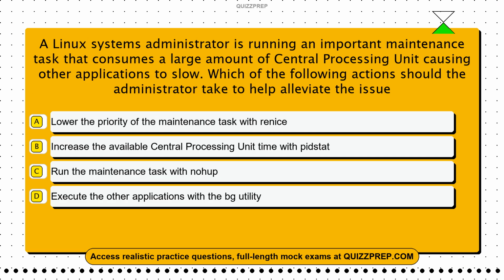Question 19. A Linux systems administrator is running an important maintenance task that consumes a large amount of central processing unit, causing other applications to slow. Which of the following actions should the administrator take to help alleviate the issue? Option A. Lower the priority of the maintenance task with renice. Option B. Increase the available central processing unit time with pidstat. Option C. Run the maintenance task with nohup. Option D. Execute the other applications with the bg utility.